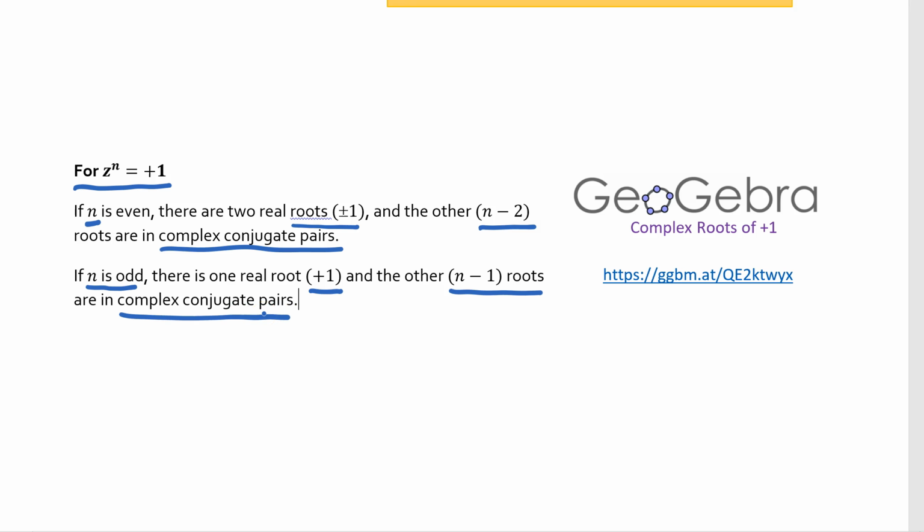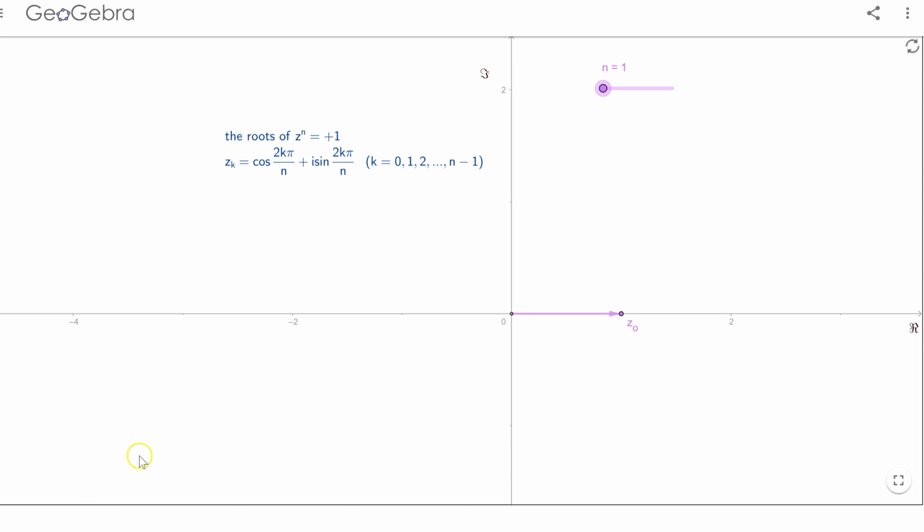So let's have a look at what this looks like in terms of our diagram, which might make a little more sense of our previous discussion about vertices of an n-sided polygon. Okay, so here we want the roots of z to the n equals plus 1. The first case we're going to take is when n equals 0. So n equals 0, obviously z to the 0 is plus 1. But when n equals 1, we've also got plus 1.